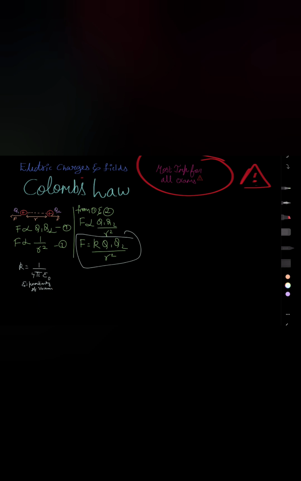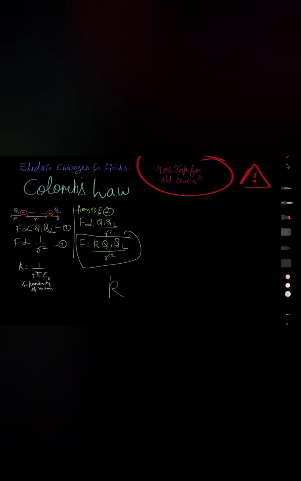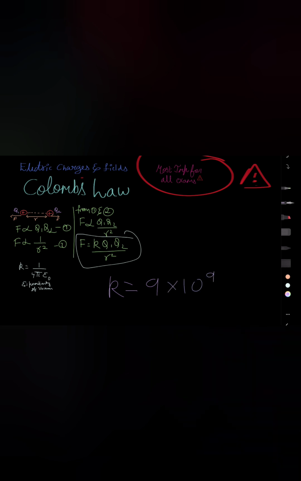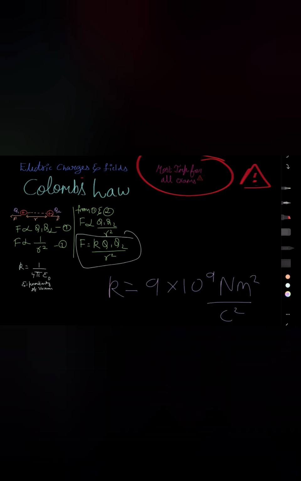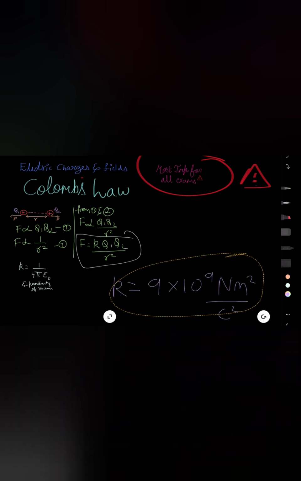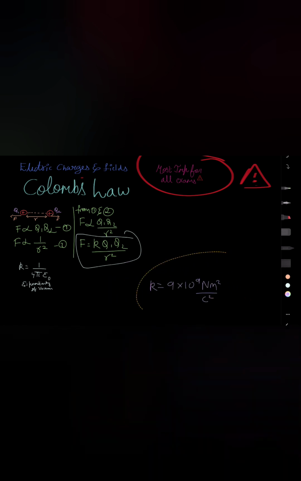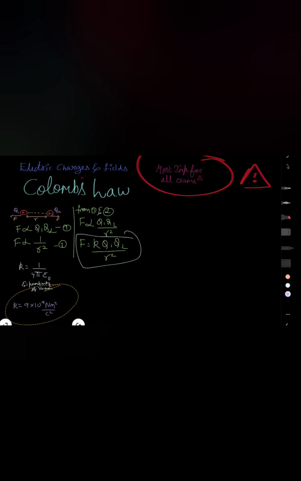Now what is the value of k? We will see that also first. The value of k here is 9 into 10 to the power of 9 Newton meter square per Coulomb square. This is a very important value of k.